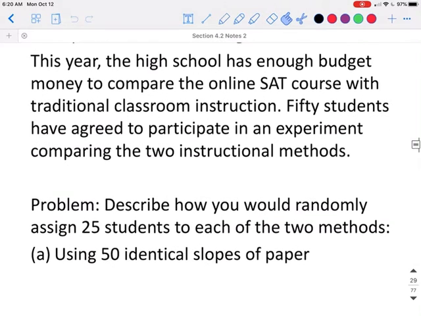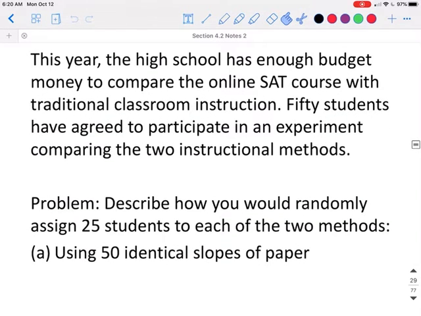This year, the high school has enough budget money to compare the online SAT course with the traditional classroom instruction. 50 students have agreed to participate in an experiment comparing the two instructional methods. Describe how you would randomly assign 25 students to each of the two methods. For this first one, you need to use 50 identical slips of paper. So what you could do is write each student's name on a slip of paper. The first 25 names that are pulled out will take the in-class course, and the next 25 names pulled out would take the online course.